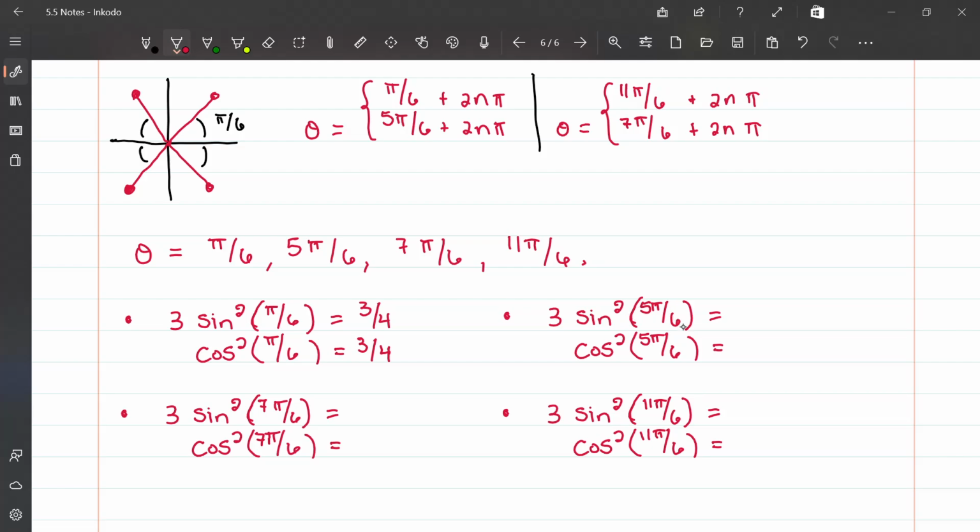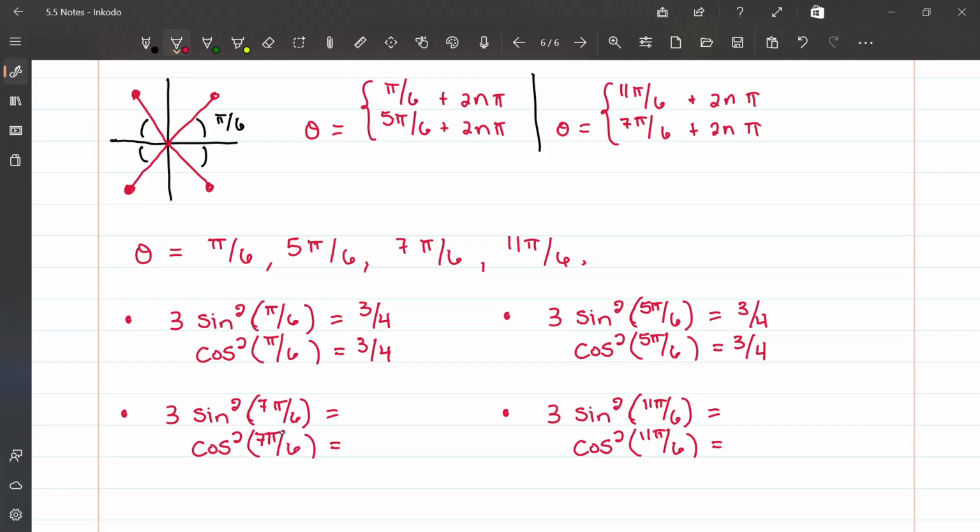Sine squared of 5 pi over 6. Okay, we know that sine of 5 pi over 6 is 1/2, so we should be getting the same thing as last time. 3 times 1/4, or in other words, 3/4. Now, cosine of 5 pi over 6 was negative root 3 over 2. But since we're squaring that, we square a negative to get a positive, and we wind up with 3/4, just like last time. So that one's also okay. Last time, 5 pi over 6 was all right, but pi over 6 wasn't. That's interesting. All right, let's do the remaining ones.